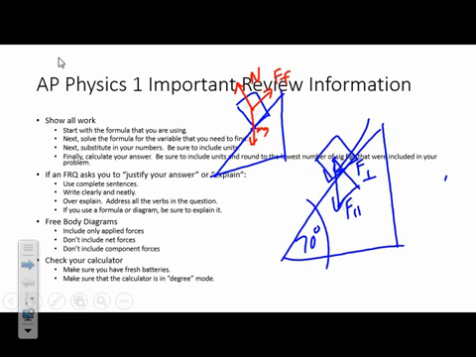All right, also check your calculators before you go in and take your test. Make sure that they have good fresh batteries, and make sure that your calculator is in degree mode. You calculus students especially, make sure you're not in radian mode, make sure you're in degree mode.